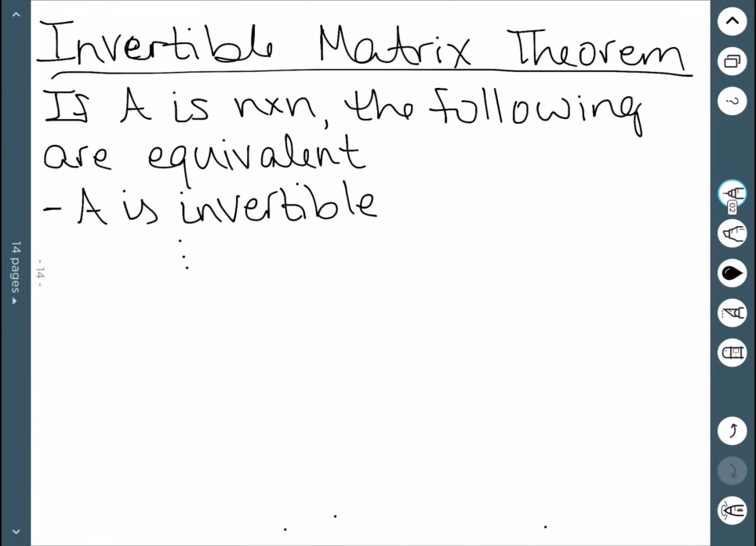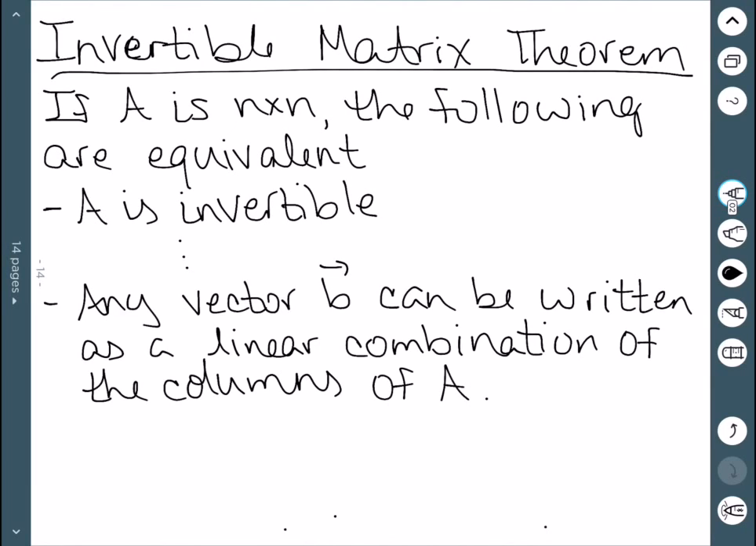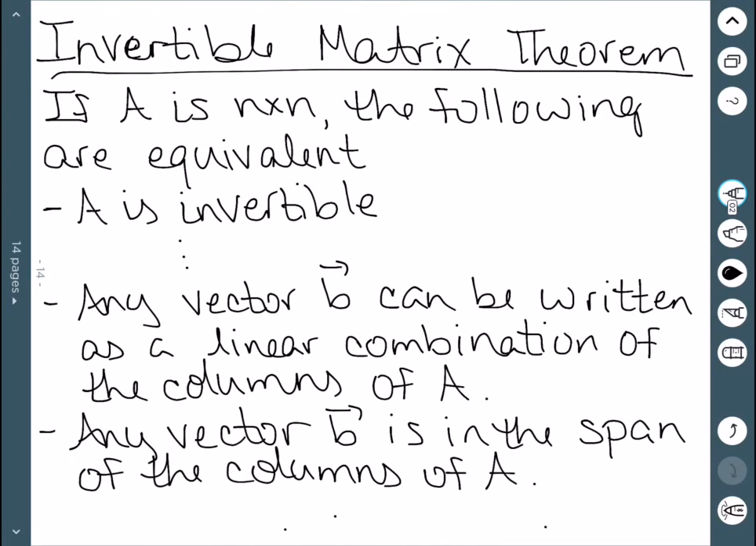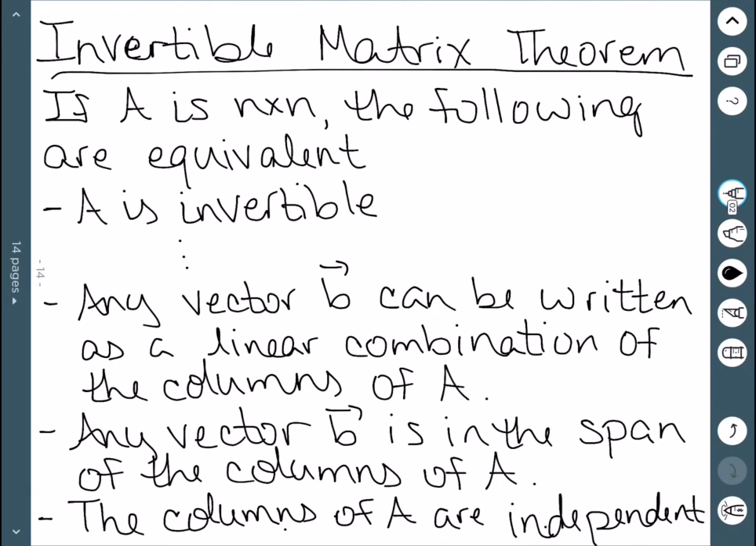And finally, we'll add on a little bit to our invertible matrix theorem. Before, if we had A as an n by n matrix, the following are equivalent. Our first thing was A is invertible. I'll skip writing down the rest, and then I'll add our new 3 things. Our first, any given vector b can be written as a linear combination of the columns of A. Our next one, any vector b is in the span of the columns of A. And finally, the columns of our matrix A are linearly independent.